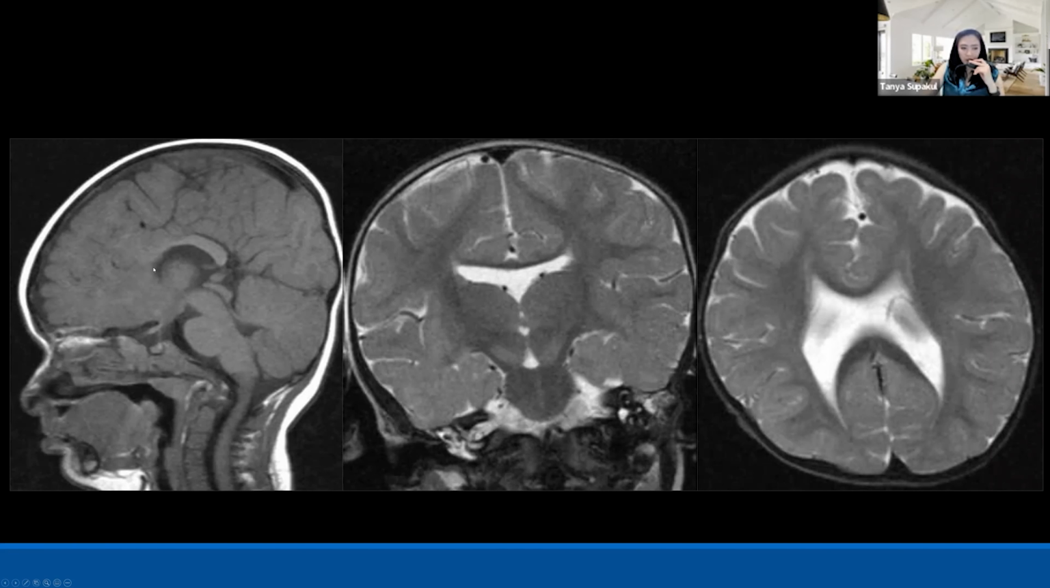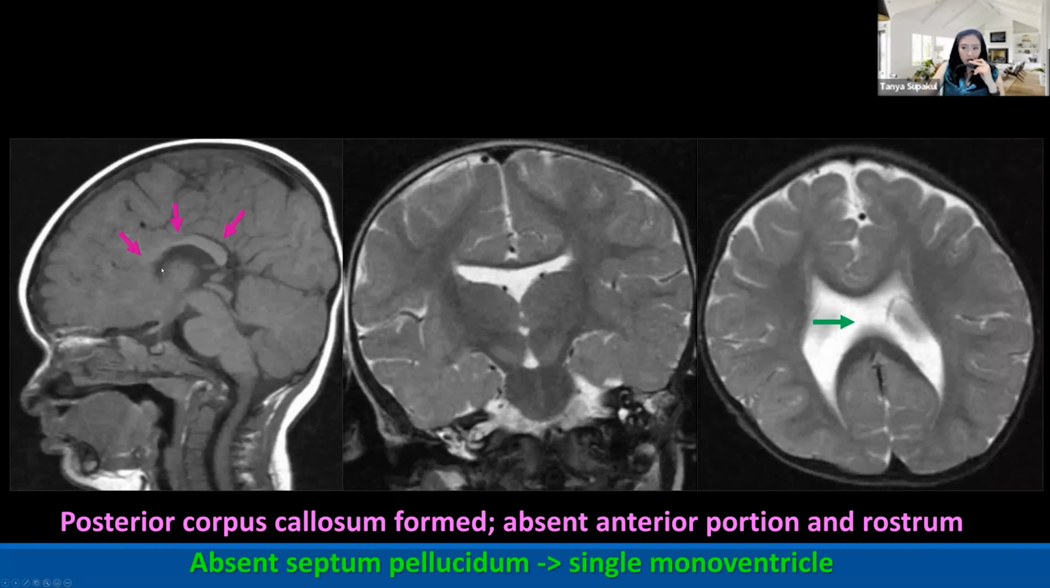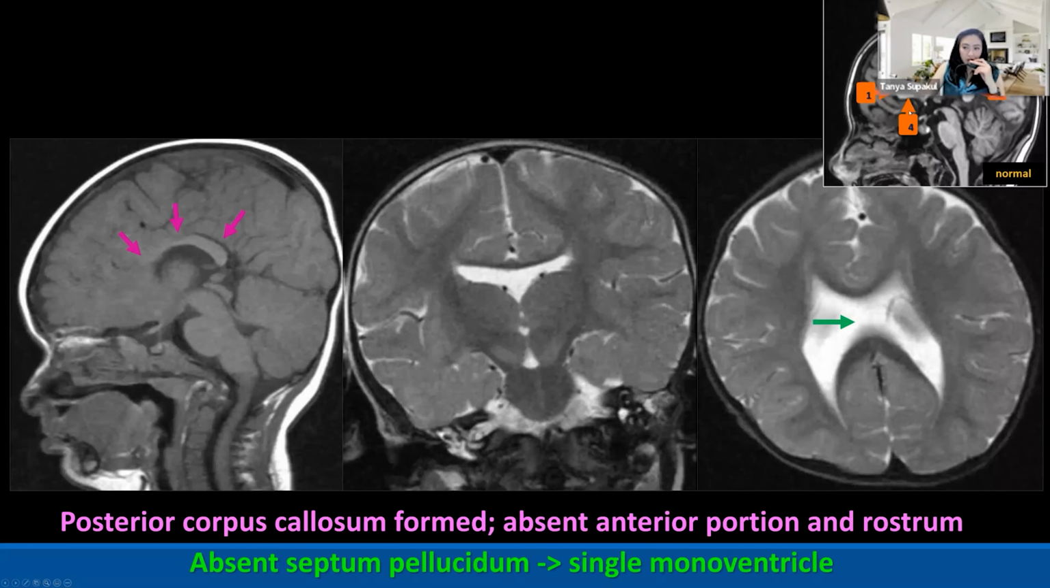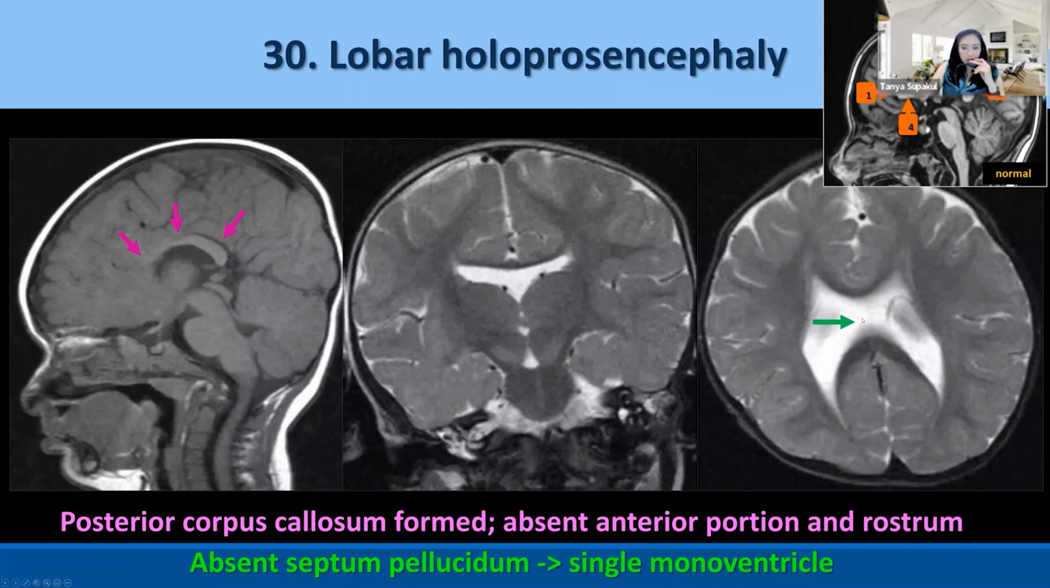But in terms of the development, if something bad happened, the first missing part usually is the rostrum, and then you're missing the splenium, body, and genu, right? But this one does not follow the rules. You're missing the anterior part, including the rostrum, but you have the splenium present. So this is quite characteristic for holoprosencephaly. And you also see absence of the septum pellucidum and a single monoventricle.